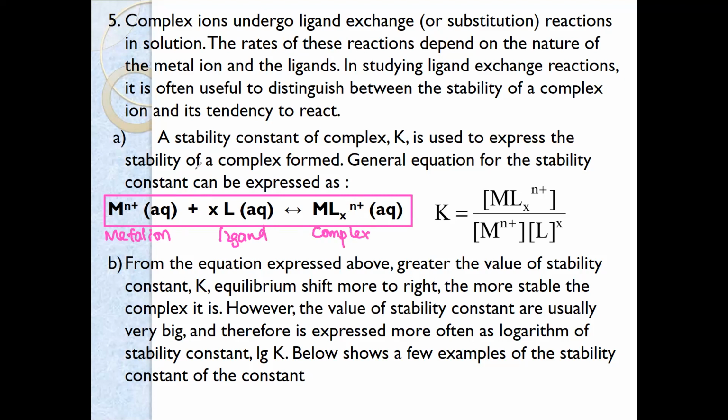The stability constant of a complex, K, is measured by the concentration of the complex divided by the concentration of the metal ion multiplied by the concentration of the ligand. If K is high, it means you have more complex, which means this complex is more stable. Conversely, if the stability constant is low, it means the concentration of the metal ion or the ligand is very high, so this complex is not stable. Usually, the stability constant has a very large value, so instead of expressing it as a stability constant, we express it as a log stability constant.